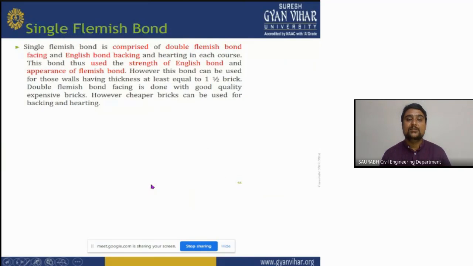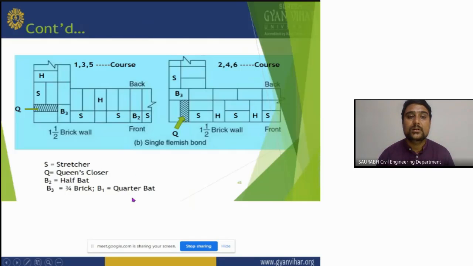Now come to the single Flemish bond. What is the single Flemish bond? Single Flemish bond is comprised of double Flemish bond facing and English bond backing and hearting in each course. This bond is used for the strength of the English bond, and however, cheaper bricks can be used for the backing and hearting of this bond.